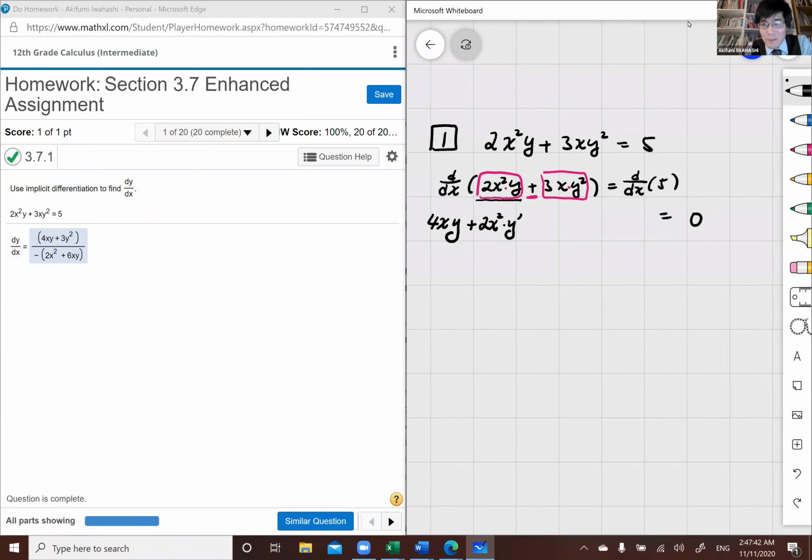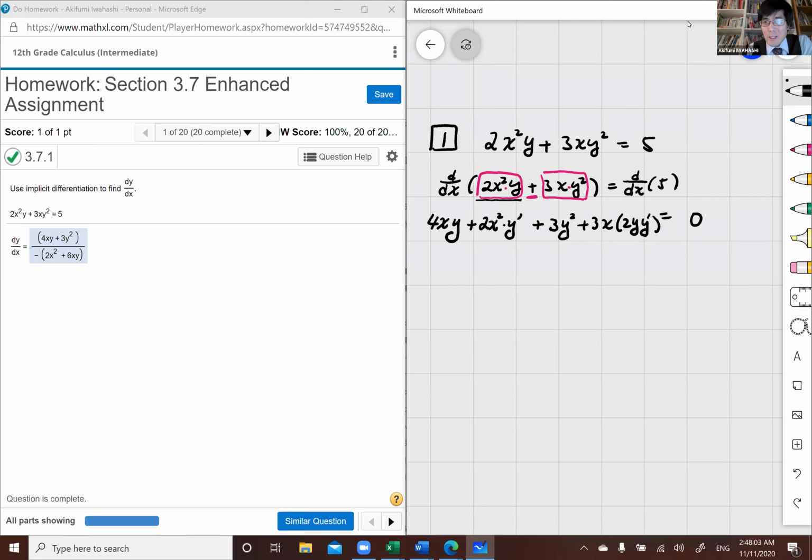Do the same thing for this one. The derivative of 3x is 3. So derivative of the left times the right, plus 3x times the derivative of y squared, which is 2y times y dash by the chain rule.